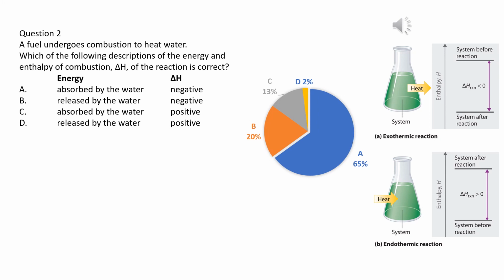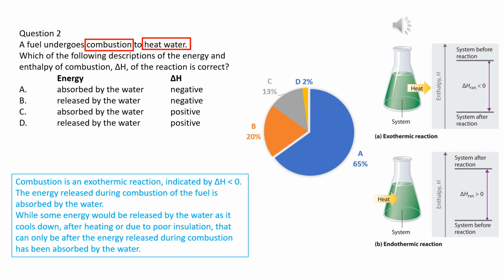When energy is released from a system, it is expressed as negative. When energy is absorbed by a system, it is expressed as positive. Combustion is an exothermic reaction, and the enthalpy of the exothermic reaction is negative. So, both C and D are ruled out. The released energy is absorbed by water. So, B is ruled out. Only A is the correct answer.